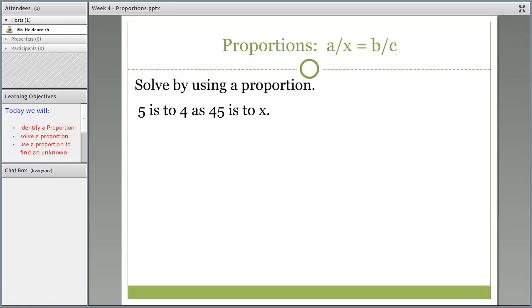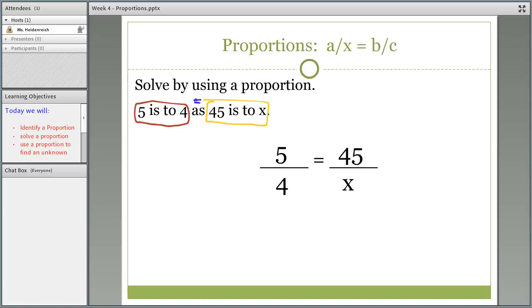So when you see one like this, 5 is to 4 as 45 is to x, this right here represents one fraction, this first part of the sentence. This second part of the sentence represents the second fraction. So I'm doing 5 is to 4, so comparing 5 and 4, as, and that "as" kind of translates to an equal sign here, 45 is to x.